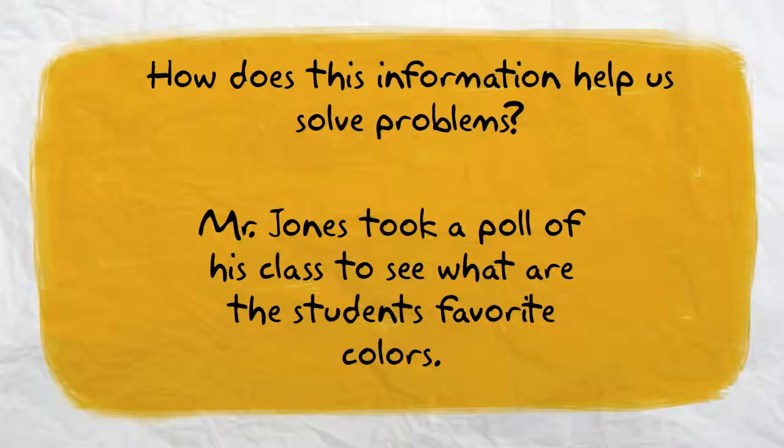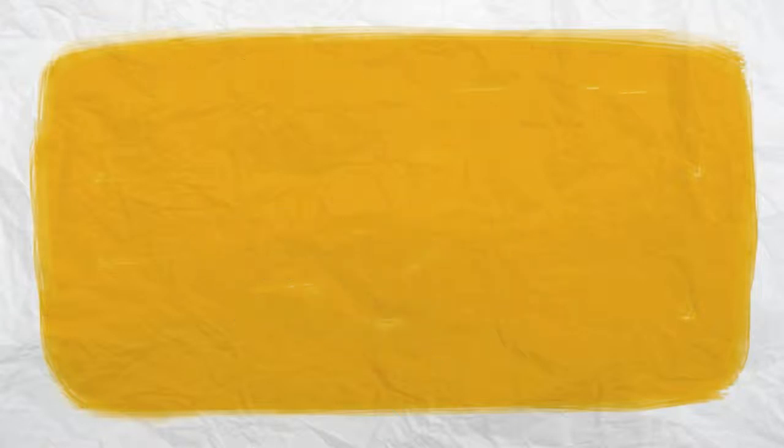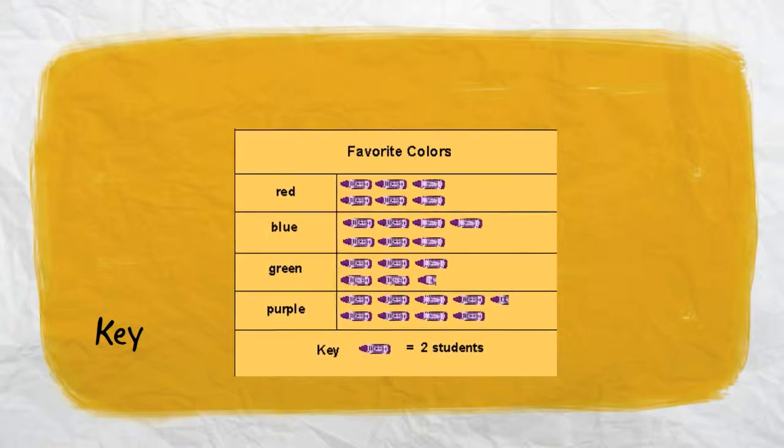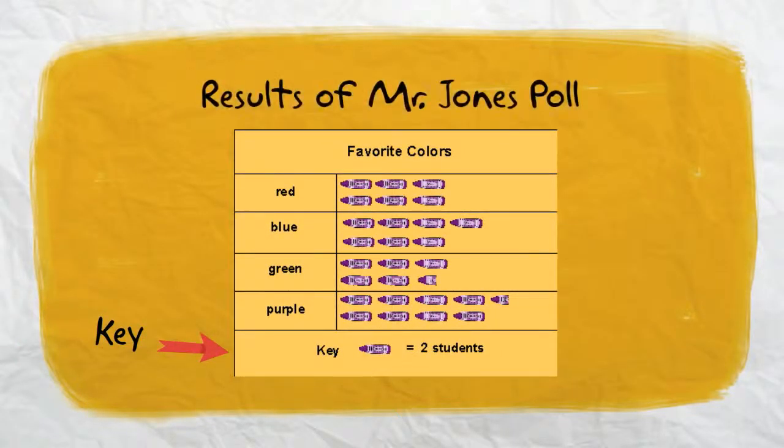Mr. Jones took a poll of his class to see what are the students' favorite colors. Let's see what the data shows. Below are the results of Mr. Jones' data. If we look at the key, we see that each one of the crayons represents 2 students. So if we look at red, blue, green, and purple, we can count the number of crayons and either skip count by 2s or multiply that number by 2.